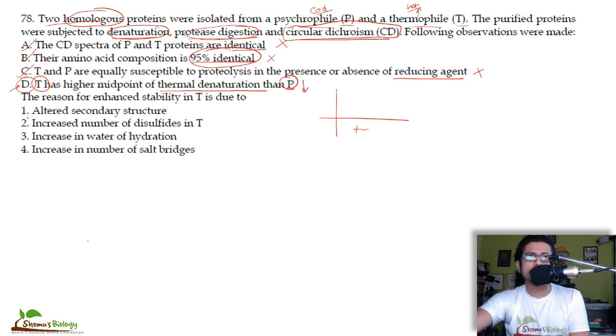Now what may be the cause? The four statements are: altered secondary structure, increased number of disulfides in the T, increase in water of hydration, and increase in number of salt bridges. Among the four you need to answer the correct one. Which among the four is correct? Now think about it. If you read this whole question carefully, it is a huge time wastage to read through the circular dichroism, protease digestion, denaturation.